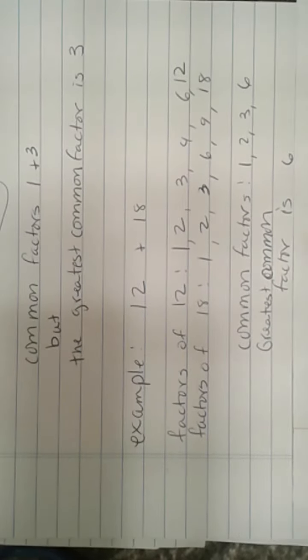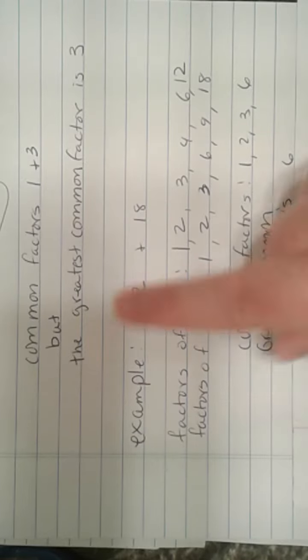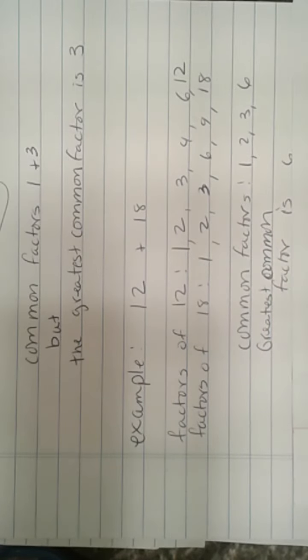And this is exactly how I expect to see your homework. I expect you to write down the factors of 12, the factors of 18, and I don't care if you put the common factors, but I do care that you tell me that the GCF is 6, okay?